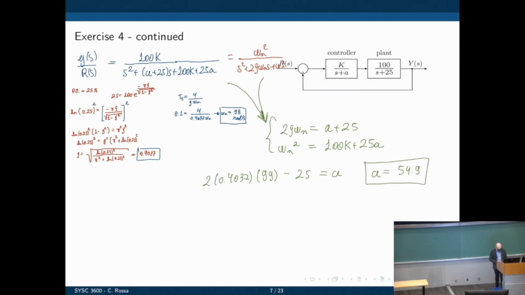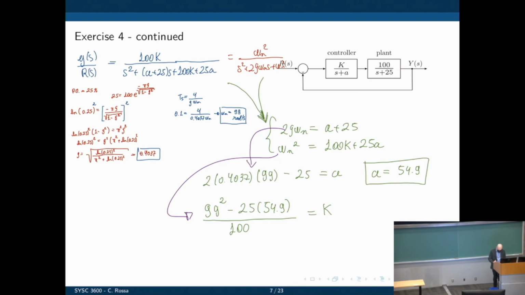Now we can go to the second equation, omega n squared, which is 99 squared, minus 25 times A, 54.9, divided by 100 is equal to K. And this is coming from that equation. And with this, we find K equals 84.28. Okay, so if you have A at that value and K at that value, we can meet the requirements we need.